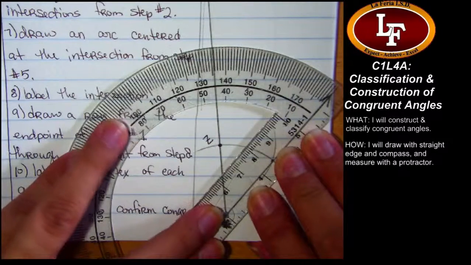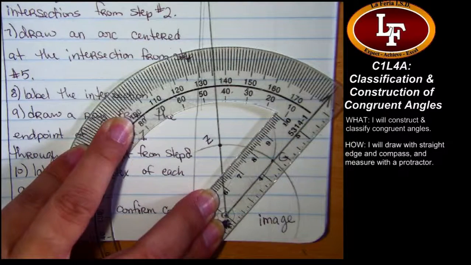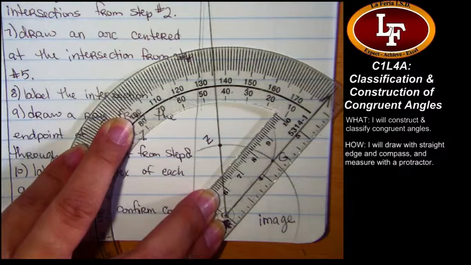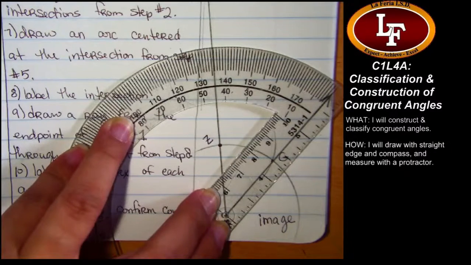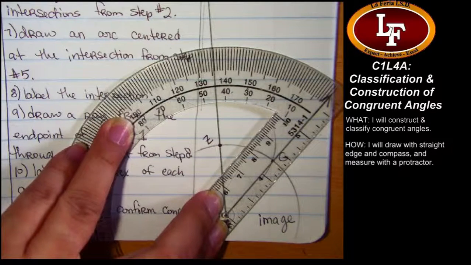3 degrees off? Awesome. If you are within 5 degrees, pat yourselves on the back. If you're within 3 degrees, I want you to go, I rock! If you're within 1 degree, would you go, booyah, I did it? What about perfect? No, I'm just kidding.